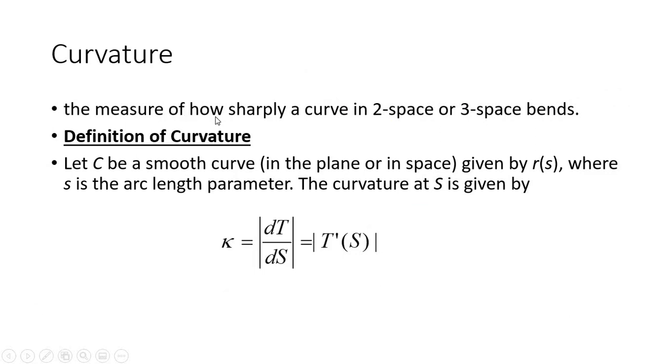Curvature is actually the measure of how sharply a curve in two-space or three-space bends. The definition of curvature is as follows. Let r(s) be a smooth curve in the plane or in 3D space, where s is an arc length parameter. The curvature at s is given by kappa equal to the magnitude of dT/ds, or equal to the magnitude of T prime s.